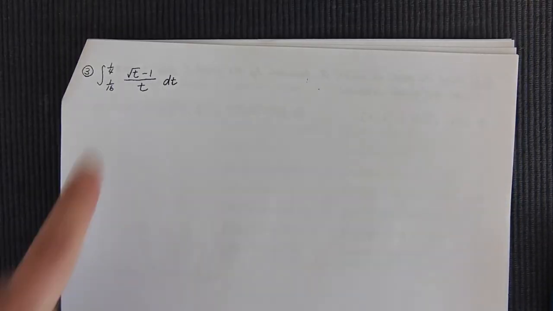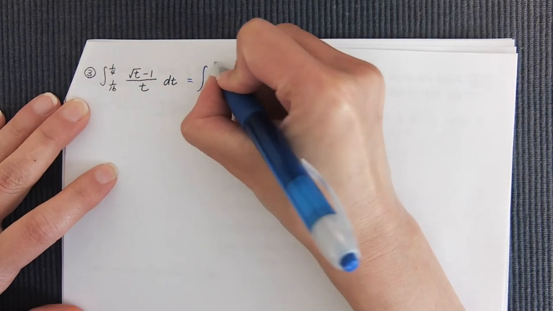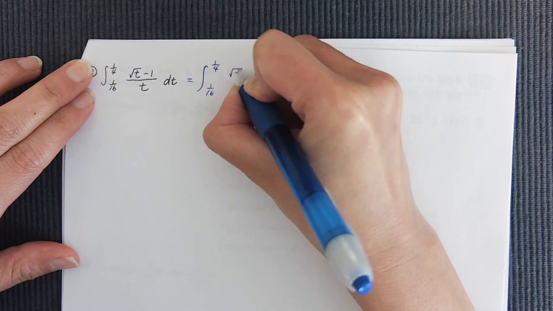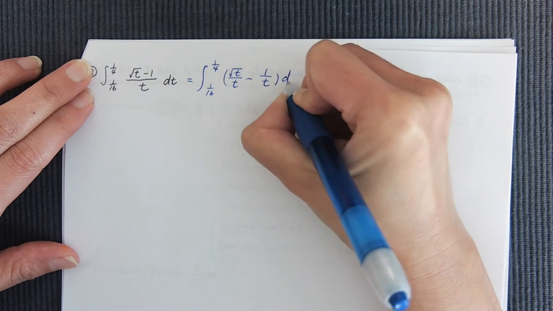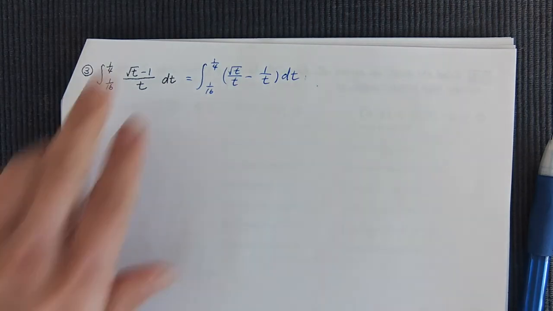How do you start this question? How do you take this antiderivative? You know it's chapter 4, and we did a similar exam question. You separate them before you take the antiderivative. Just forget the 1 over 4 and the 1 over 16. So radical T over T minus 1 over T dt. You separate it, then what?